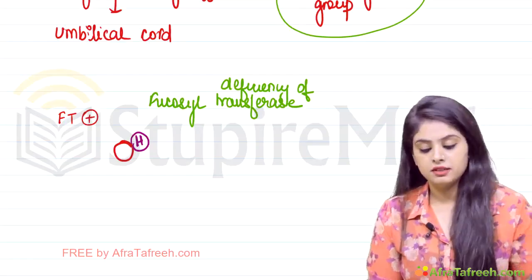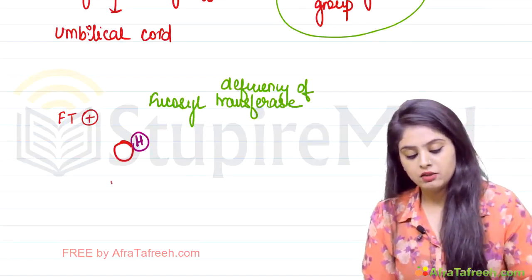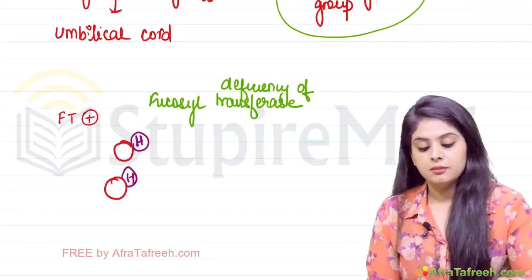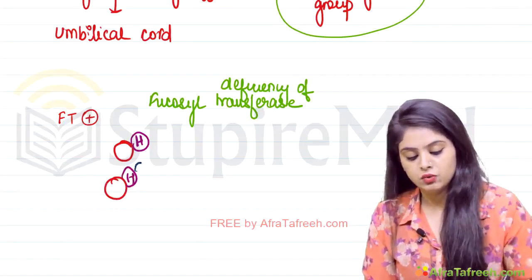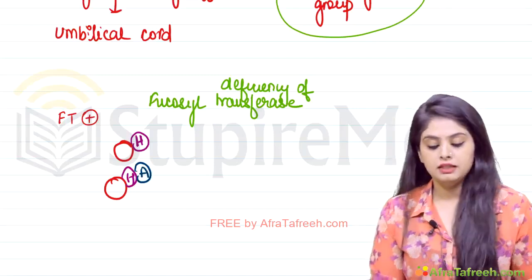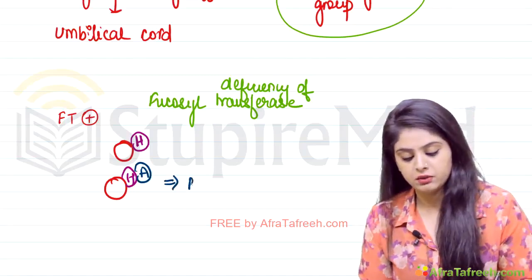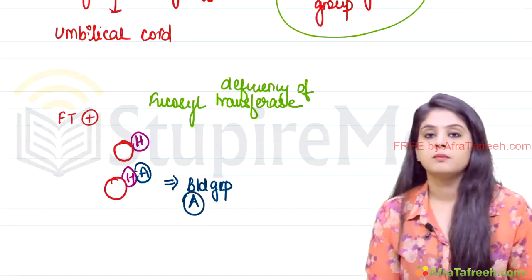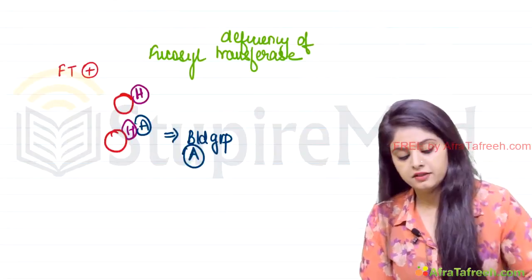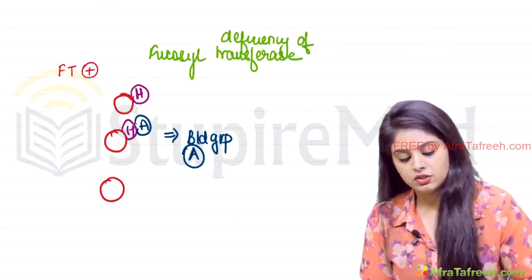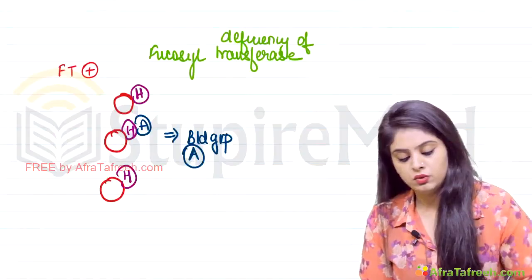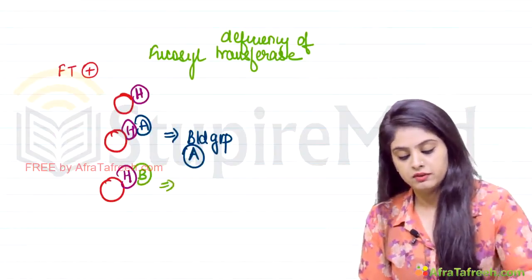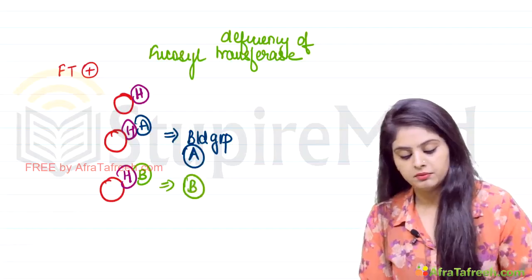What determines that? Now, a part of this H that we have might change into A. This person will have blood group A. Similarly, if a part of this H changes into B, the person's blood group will then become B.